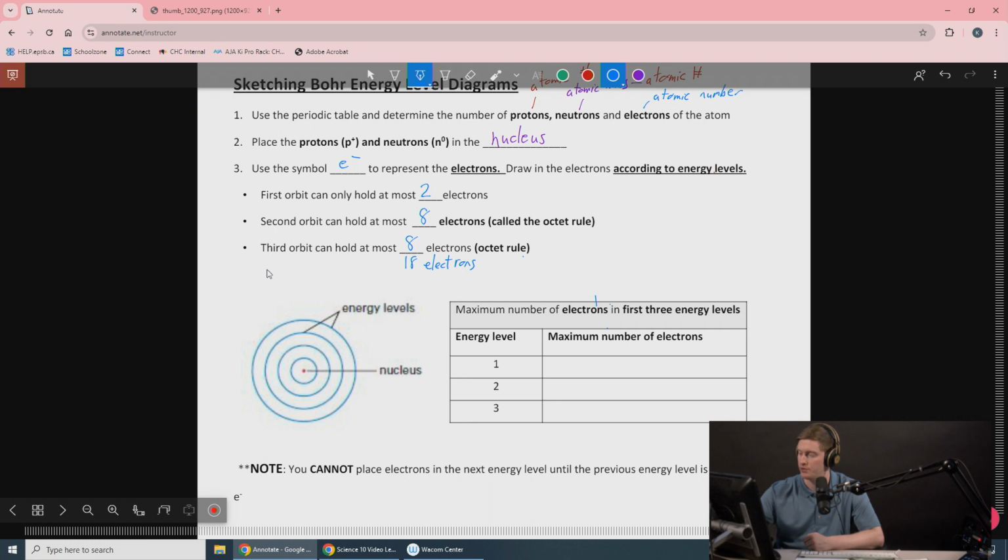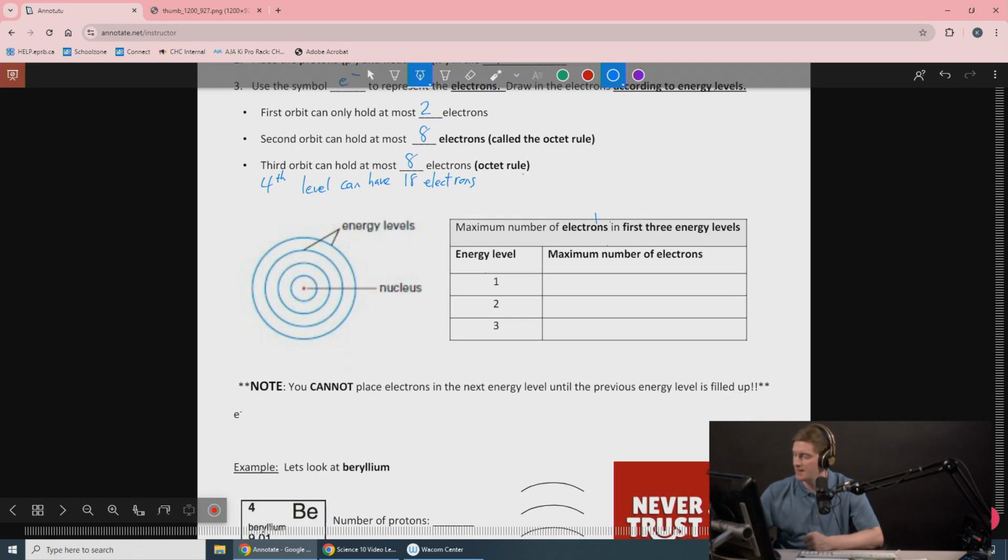So I'm going to just write here that the fourth level can have 18 electrons. This is the same thing here, that the first level should have 2. The second level can have a maximum of 8. Same with the third. And the fourth level can have a maximum of 18. We're not going to make you draw anything greater than calcium, so you're not going to actually see 18 electrons on the outside there.